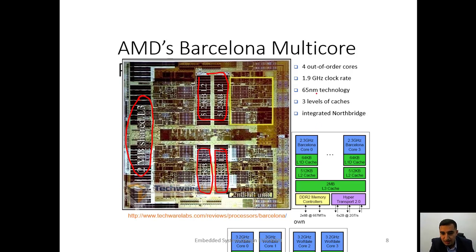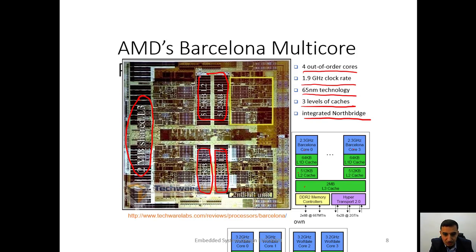But you can see that in this AMD multi-core processor, you have 4 out-of-order cores, 1.9 GHz clock rate, 65 nanometer technology, 3-level cache, integrated north bridge. Now you can see over here that we have the L2 caches, which are 512 KB, connected to an L3 cache and connected from core 0 to core 3.